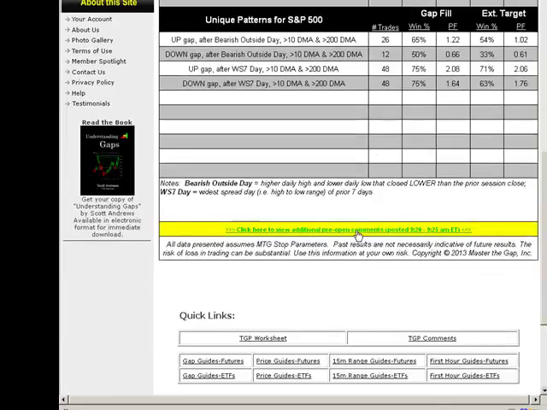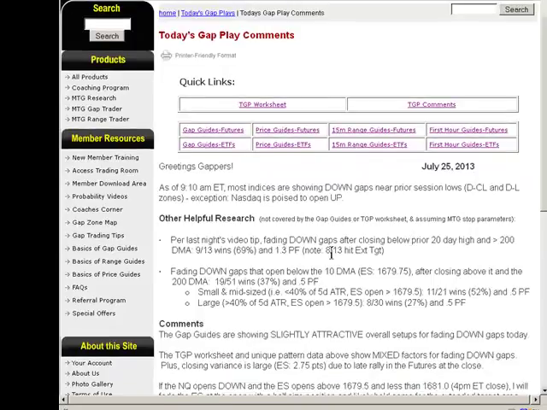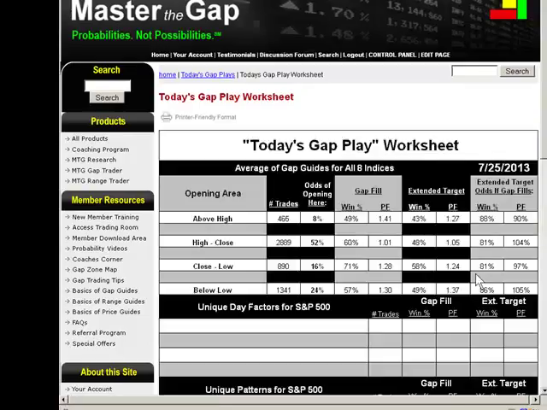So my pre-market comments show the following. Per last night's tip, a couple other unique patterns. After closing below a prior 20-day high and above the 200-day moving average, good numbers. 8 of 13 hit extended targets. Also confirming, I failed to show that, but look at these extended target ratios for down gaps. 86% that opened below the prior lows had been profitable historically. And actually, we may have been just above it. Yeah, we were between the close and the low, barely. But these are good numbers.